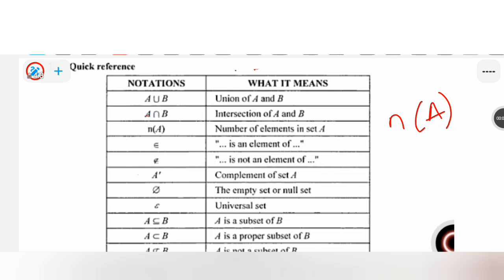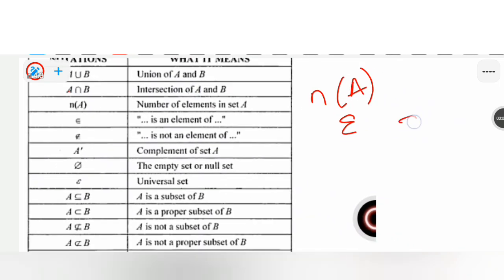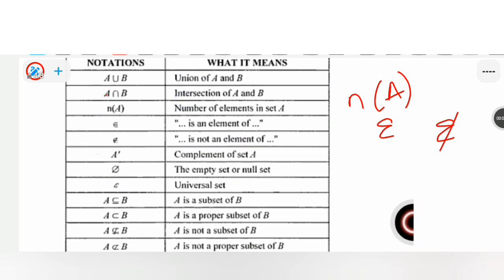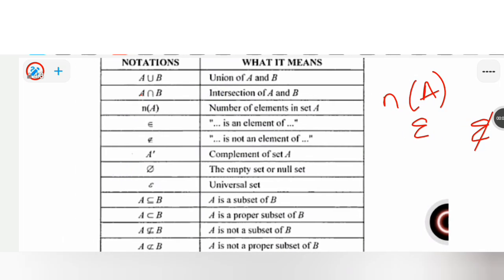Then I've talked about this one. This one means it's an element of. This symbol means it's an element of. This other one means it's not an element of. That means the particular element does not belong to that particular set. You understand?